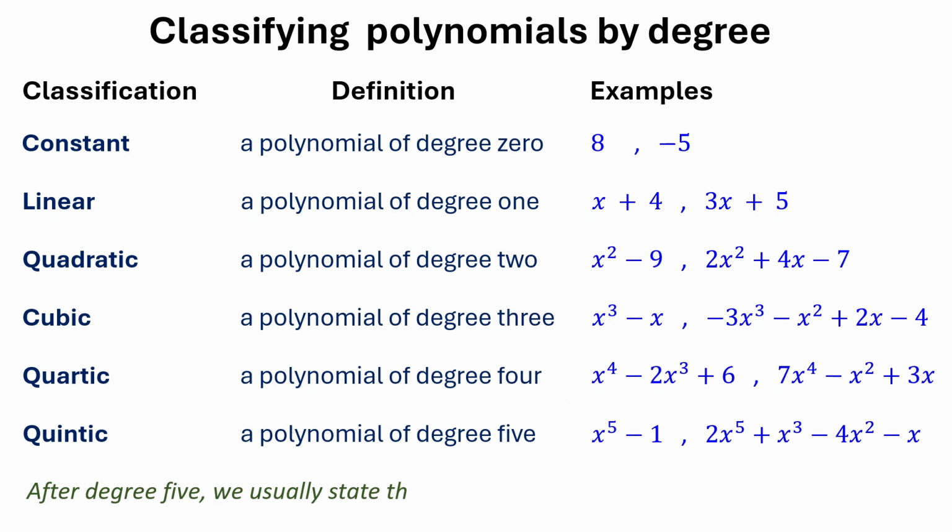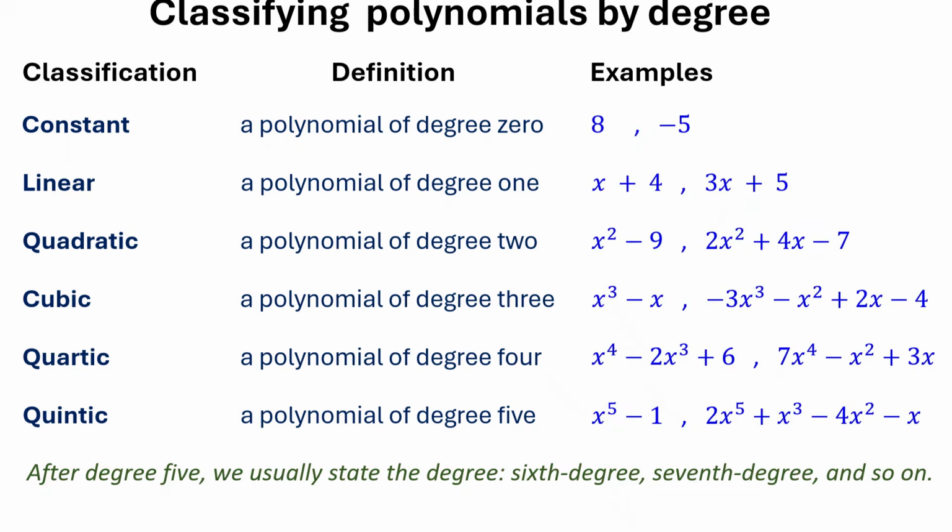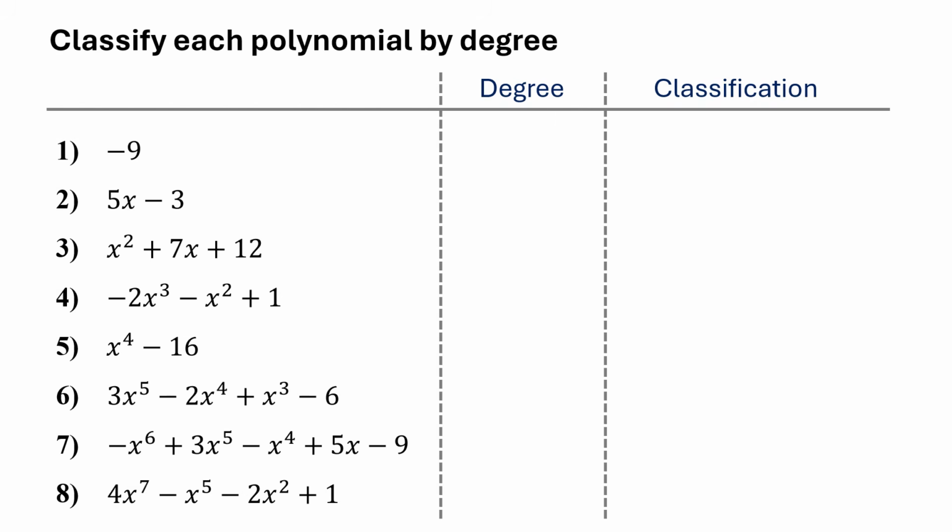For degrees higher than 5, we usually just state the degree. So we say a 6th degree polynomial, a 7th degree polynomial, and so on. Pretty straightforward, right? All right, let's lock this in with a few examples. Remember the routine. First, find the highest exponent. That gives you the degree. Then use the name that matches the degree.